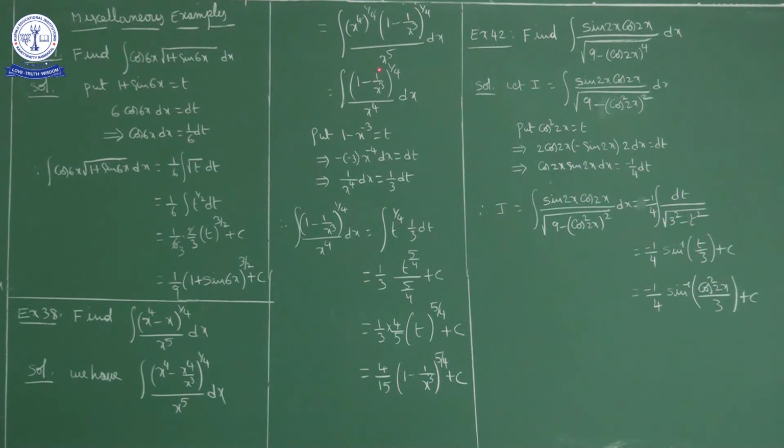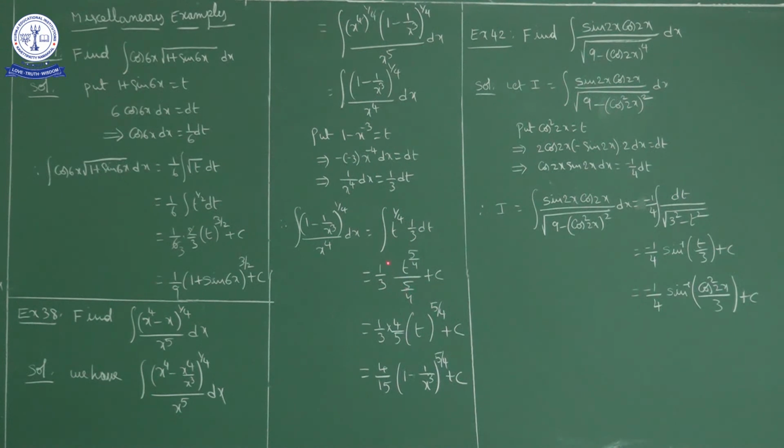Integral 1 minus 1 by x cube whole power 1 by 4 upon x power 4 dx, by considering 1 minus 1 by x cube as t. Okay. So what we get, 1 by x power 4 dx equal to 1 by 3 dt. So this integration part reduces to numerator as t power 1 by 4 into 1 by x power 4 dx, which is 1 by 3 dt. So 1 by 3 I'll write outside. Integral t power 1 by 4 dt is what? T power 5 by 4 upon 5 by 4 plus c.